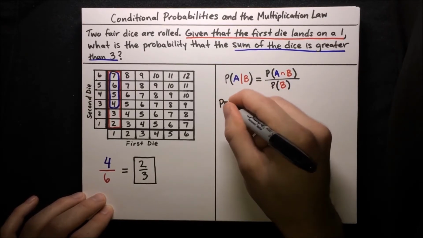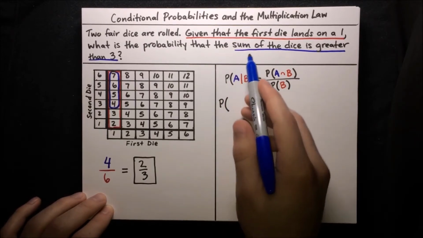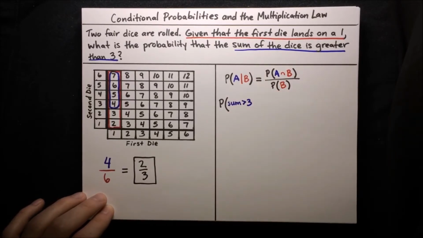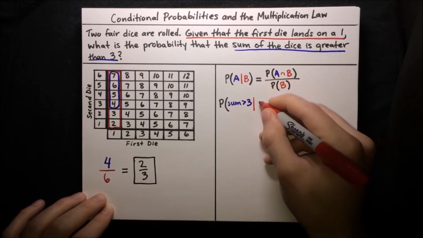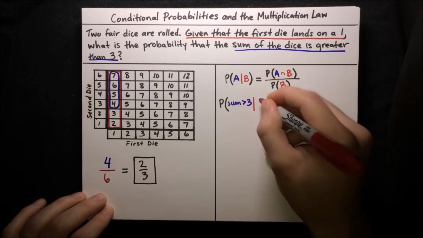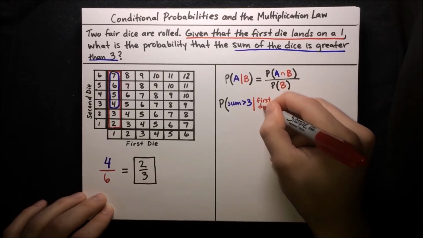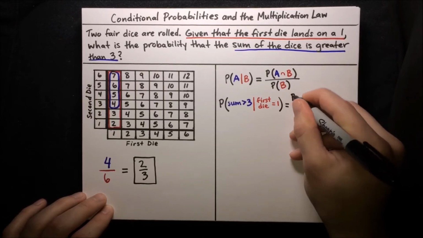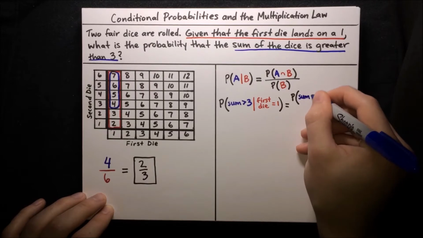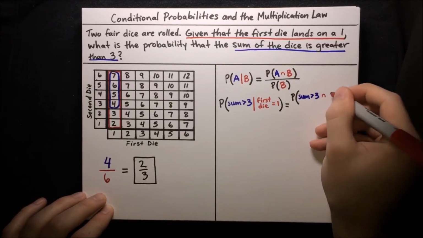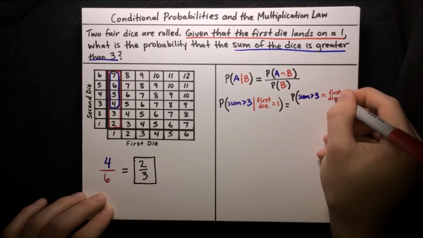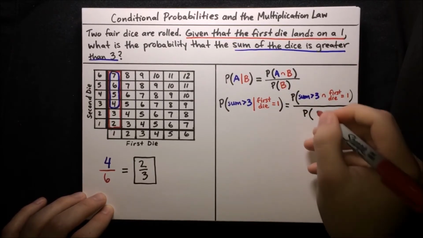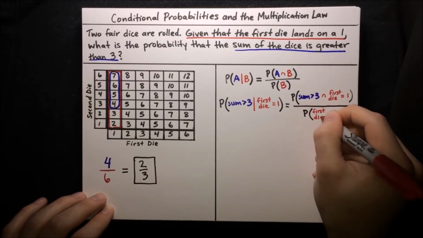So probability of A given B. A will just be the event that the sum of the dice is greater than 3. So let's write sum greater than 3, and this needs to be given that the first die lands on 1. So that line there means given, and then event B will be first die equals 1. Alright, so that probability, according to our formula, is equal to the probability that the sum is greater than 3 and the first die equals 1, divided by the probability that the first die equals 1.